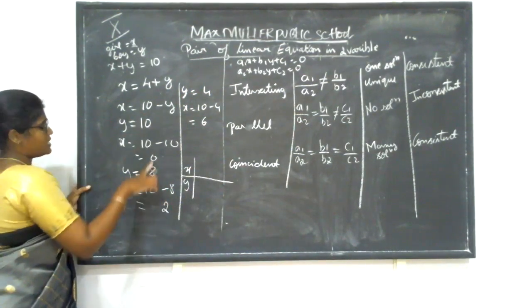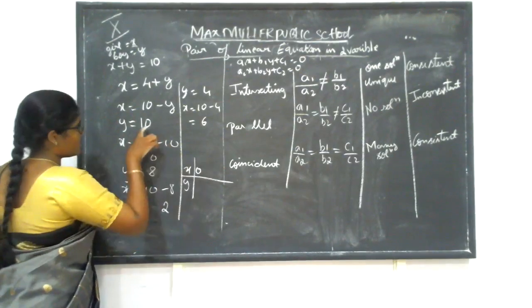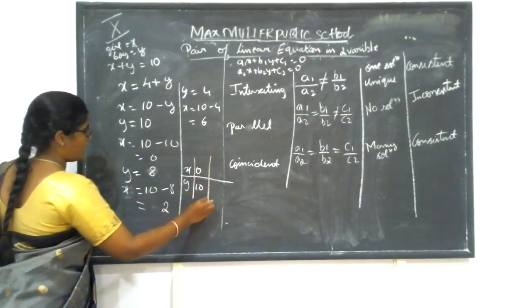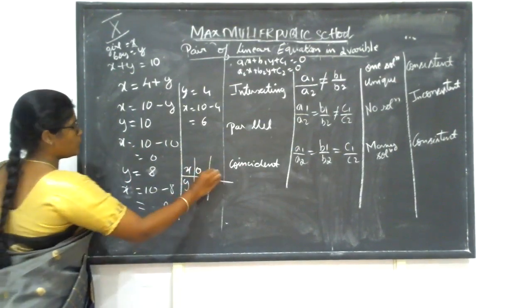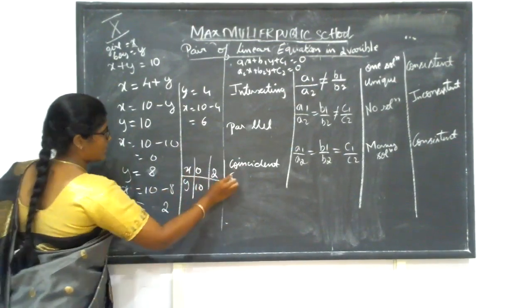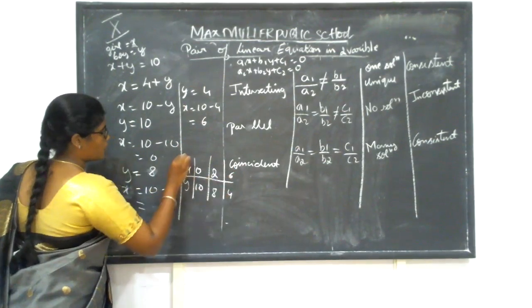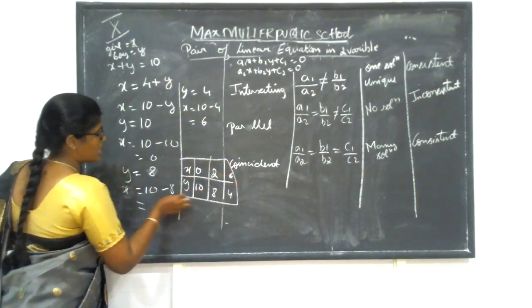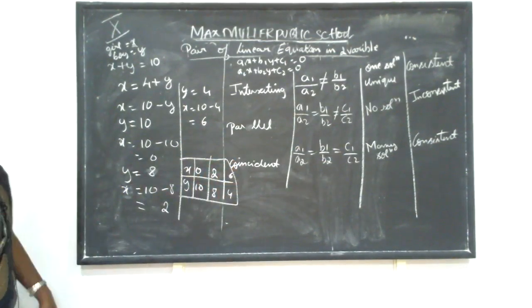When x is equal to 0, what is y value? 10. When x is equal to 2, what is y value? 8. When x is equal to 6, what is y value? 4. So this is the equation number 1 solution.